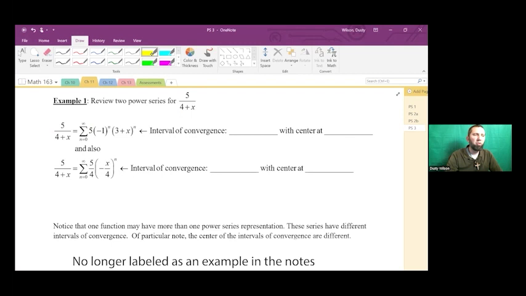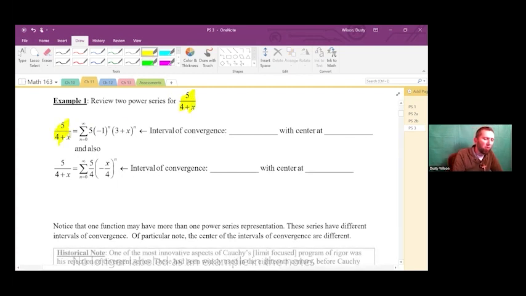Example 1. Review 2 power series for 5 over 4 plus x. You may recall that 5 over 4 plus x was one of the examples we looked at in a previous example. And we found earlier that this was equal to the sum from n equals 0 to infinity of 5 times negative 1 to the n times the quantity 3 plus x to the n. Earlier, we found that the interval of convergence for this was negative 4 less than x less than negative 2.